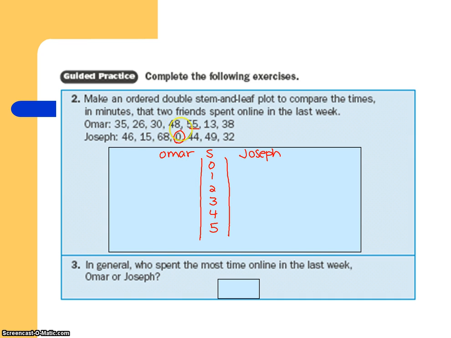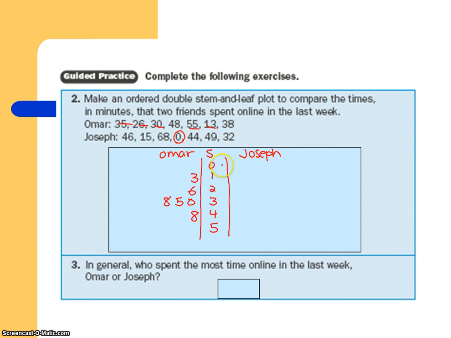Omar had a 13, so we put 3 here. A 26, put a 6 here. 30, put a 0. 38, put an 8. Oops, a 35, I missed that. That's why I use an eraser. And a 48. There was no 5, so we just leave it blank.